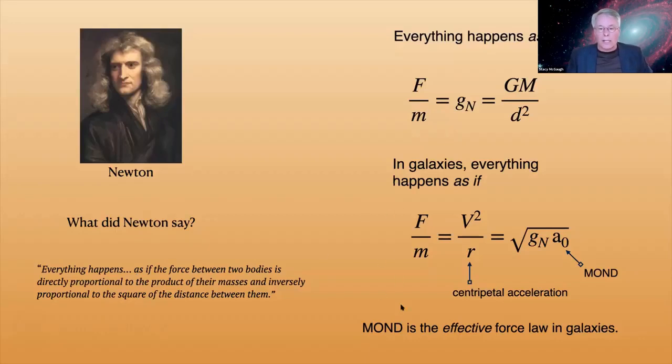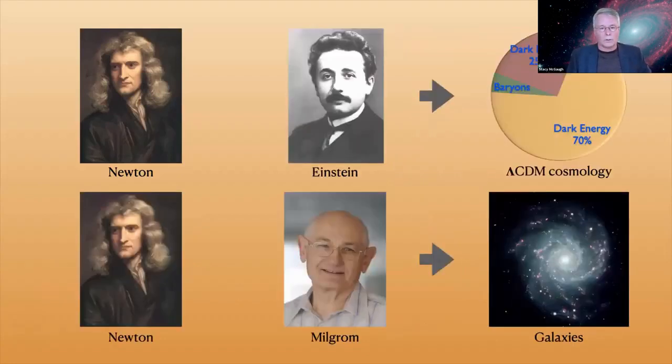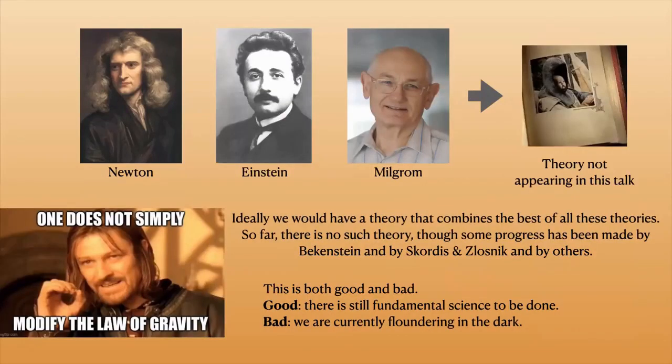And so I would make the same statement now, regardless of what's going on at a fundamental theoretical level. MOND is the effective force law in galaxies. Everything in galaxies happens as if this modification that Milgrom suggested is what's working. Now this leaves us in a terrible bind, because Newton led us to Einstein, who leads us to this Lambda CDM cosmology that is full of dark matter. Milgrom wrote a theory that contains Newton's, just as Einstein did, and that explains galaxies. But these things do not go together. There is no theory that does all three. And that's what we really want.